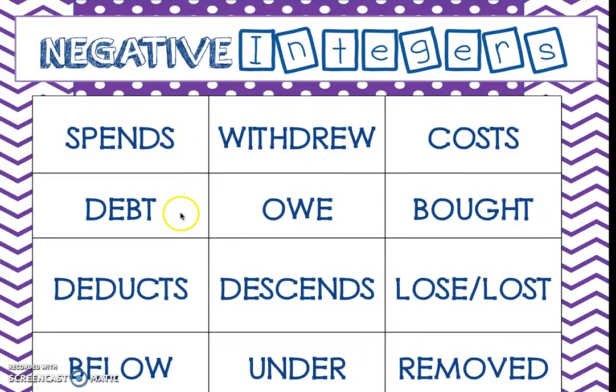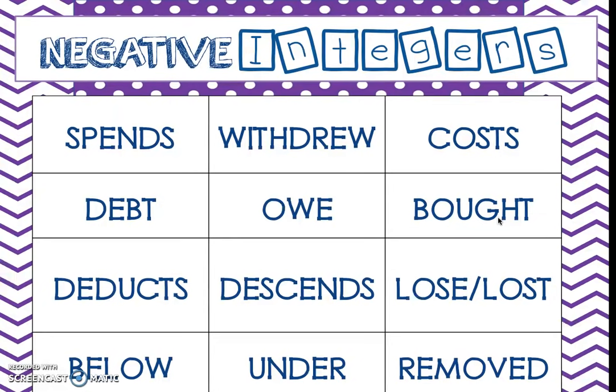The word debt, okay, if you have debt, that means that you owe somebody else money. So the word debt, since it indicates owing, represents a negative. Just like debt, the word owe means you don't have it, you're in debt. It's a negative. The word bought, okay, if you buy something, you have to pay money for it or you have to pay something for it. So it is a negative, okay.